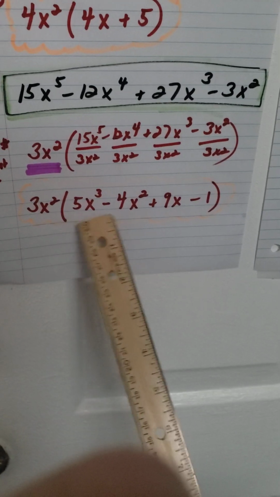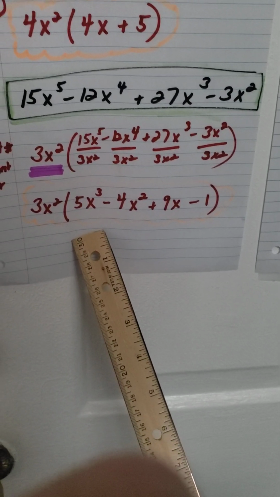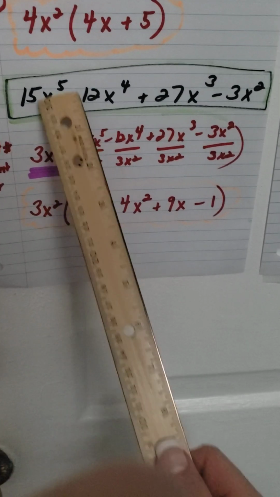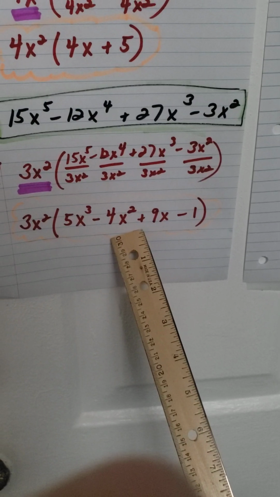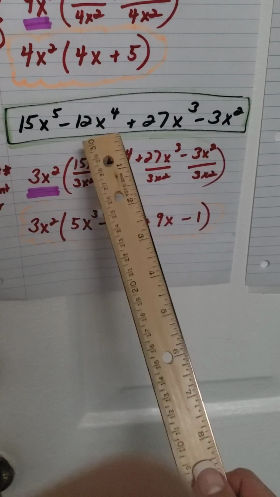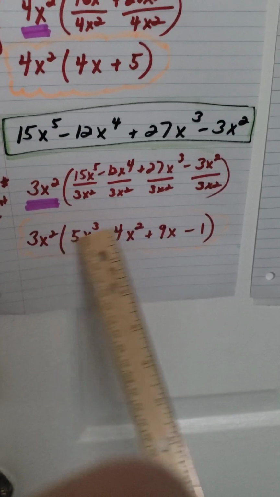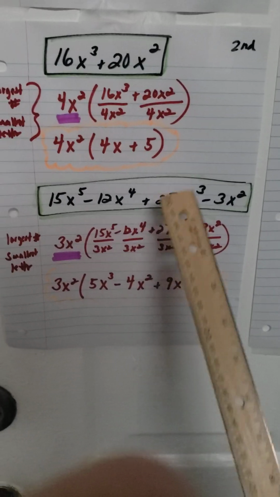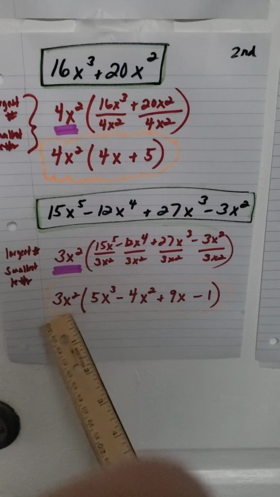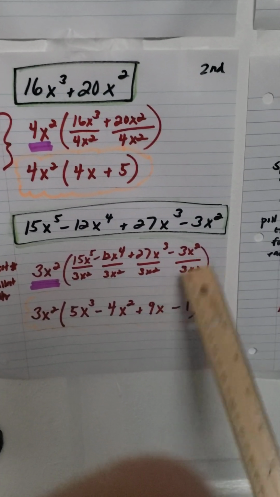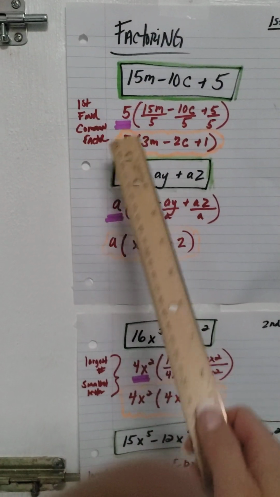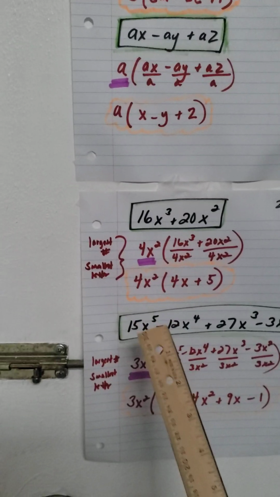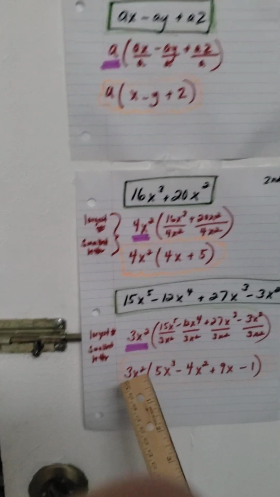Let's try that. 3x squared times 5x cubed would be 15x to the, remember you add them, to the 5th. 3x squared times negative 4x squared is negative 12x to the 4th. Again, you add them. 3x squared times a positive 9x is positive 27x cubed. And 3x squared times negative 1 is negative 3x squared. All right, so again, you can have a single number, you could have a single letter, you could have numbers and letters together. Okay, this is called factoring out the GCF.